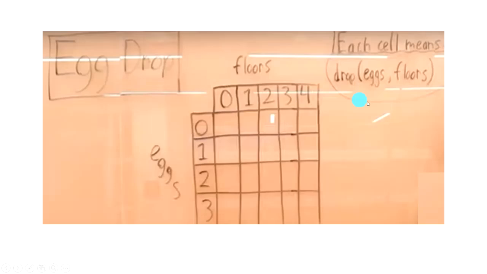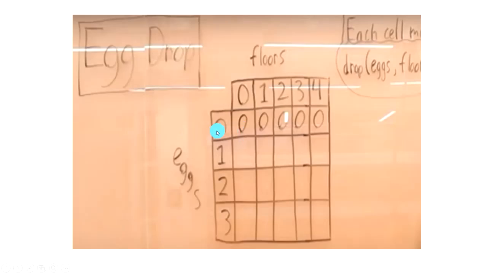So we'll be making use of dynamic programming, and this is the DP table where eggs represent the rows and floors represent the columns. So what does this point mean? It means there is one egg and one floor. So what does this point mean? It means that there are 2 eggs and 3 floors.